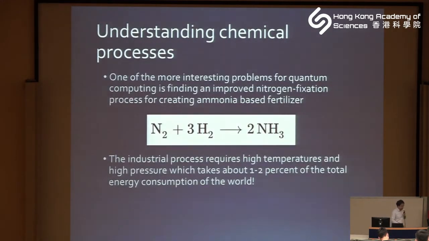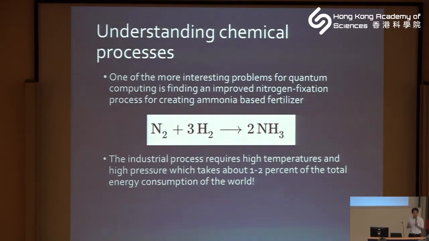And it's hard to understand, but a quantum computer can help us to simulate those systems and understand them. One of the interesting questions is, for example, if you want to make some fertilizer out of the air that we are breathing in, there's a lot of nitrogen. And you want to combine nitrogen with hydrogen so that you can form ammonia or other nitrogen-based fertilizer.